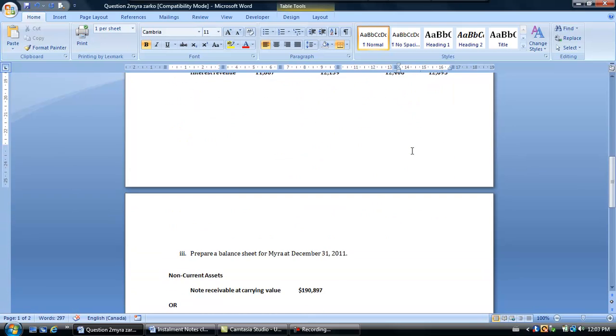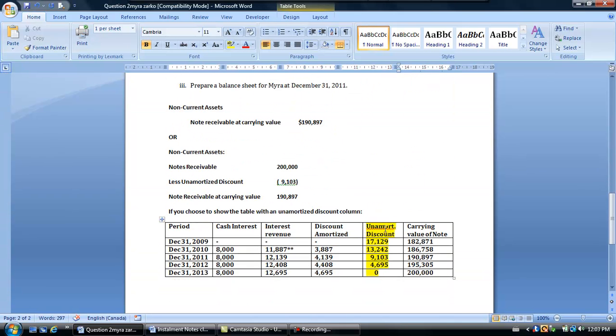Now, if you chose, when you did your table, to show an unamortized discount column, as I did here, you could show the note as a non-current asset or a long-term investment as notes receivable $200,000, and here you would show an unamortized discount in that period of $9,103. The note receivable then would show it at its same carrying value as it did up here of $190,897.